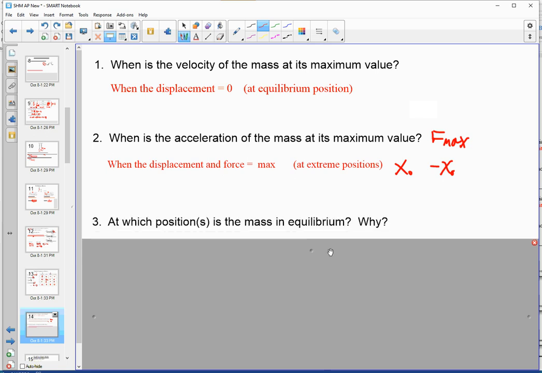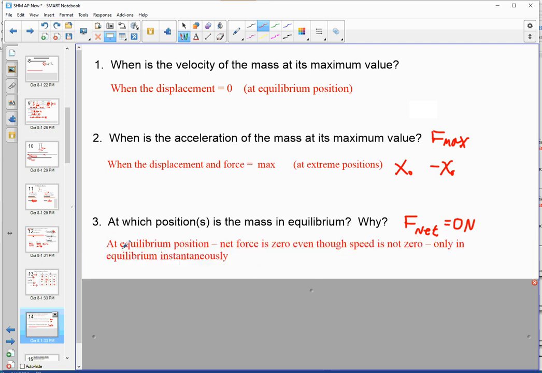And then when is it in equilibrium? Well, let's think back to our definition of equilibrium. Equilibrium in physics is when you have a net force of, hopefully you remember, an F net of 0 newtons. When does an F net of 0 newtons occur in an oscillating spring? When you're back at the equilibrium position. When your x equals 0, when you put that into Hooke's law, you will get an Fs of 0. Therefore, it's an equilibrium.